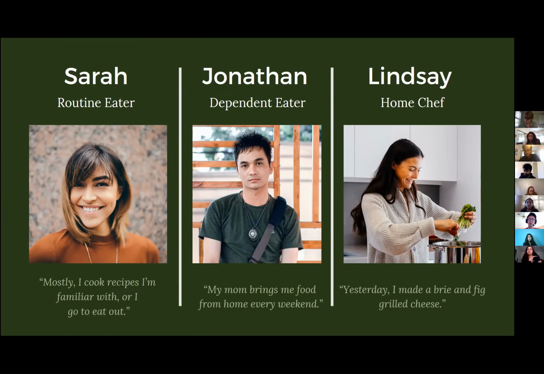And she's most concerned about the time it takes to eat as well as how convenient it is. Next, we have Jonathan, the dependent eater. Jonathan is a bit similar to Sarah in that he is most concerned about time and convenience, but Jonathan gets his food from a decidedly different source. Jonathan, as the name suggests, is dependent on outside sources for his food.